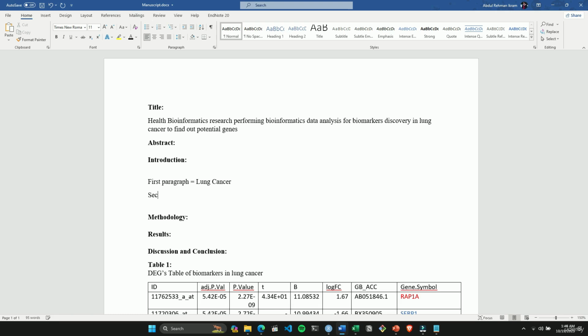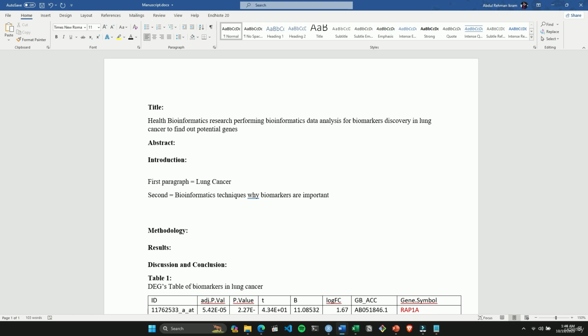Second is about the bioinformatics techniques and why biomarker discovery is necessary. Why biomarkers are important.